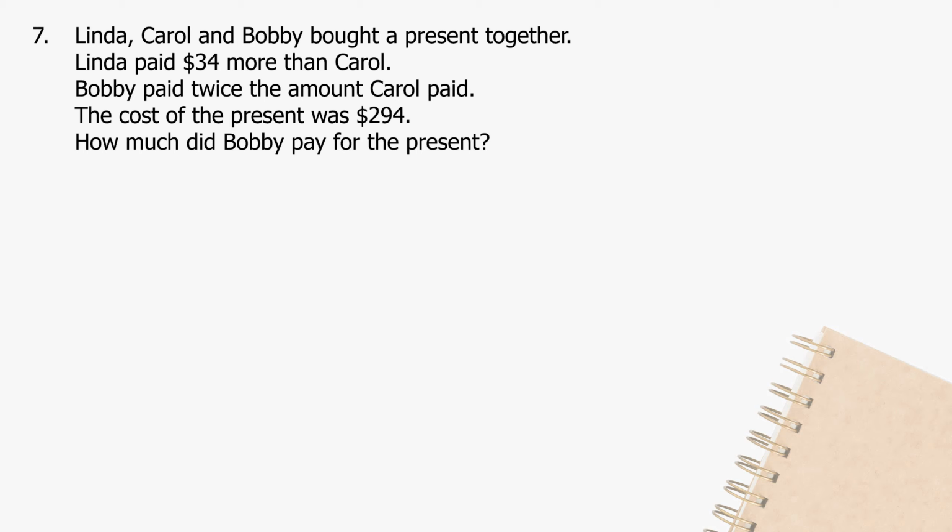Question 7. Linda, Carol, and Bobby bought a present together. Linda paid $34, more than Carol. Bobby paid twice the amount Carol paid. The cost of the present was $294. How much did Bobby pay for the present?